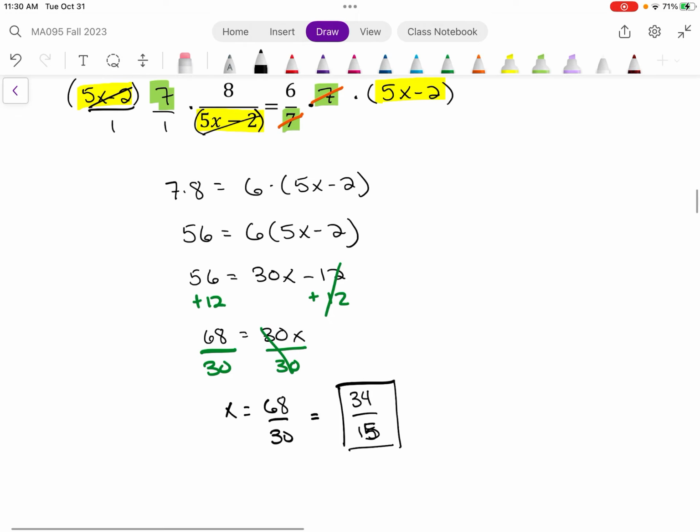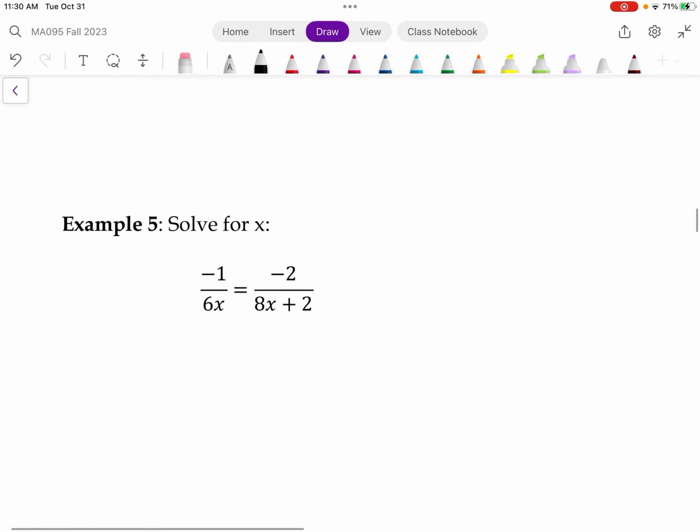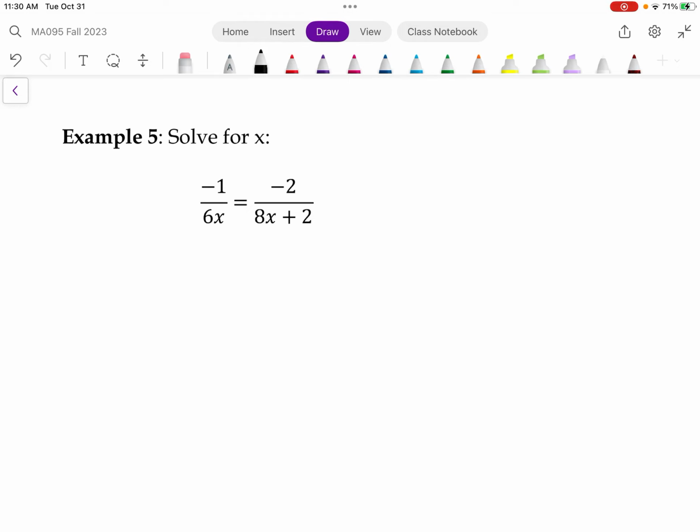Okay, so let's look at another one. Give this one a try on your own. All right, so we have 2 different denominators, and if we just multiply both sides by both of them, that will clear the denominator. So let's start by multiplying both sides by 6x. All right, so that is this one. So which one is going to cancel out? That one right there. That was the goal. And now let's multiply both sides by 8x plus 2. And again, I'm going to put that in parentheses, 8x plus 2.